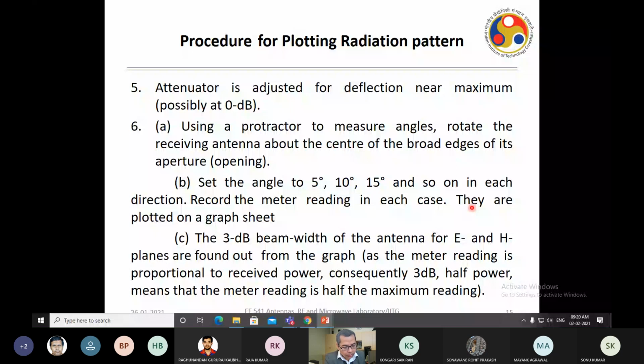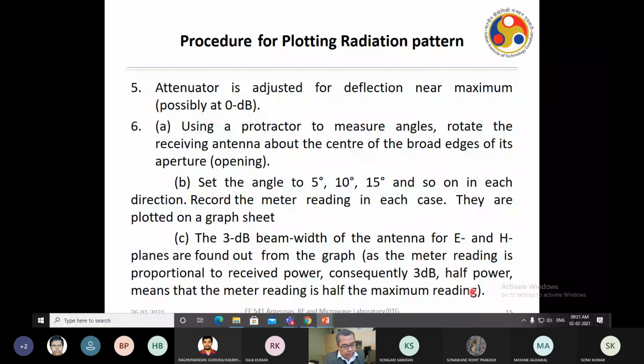From there, you will also be able to read the 3 dB beamwidth when the power has been reduced by half. When you make this measurement at 5 degree, 10 degree, and 15 degree, and so on, you will see a point at which power has been reduced by 3 dB in the VSWR meter.